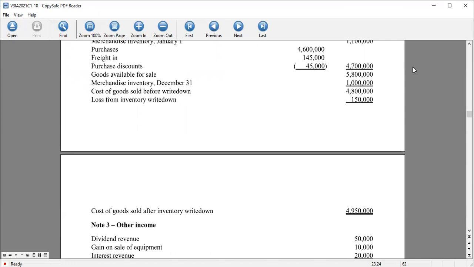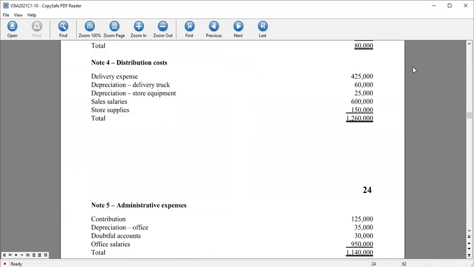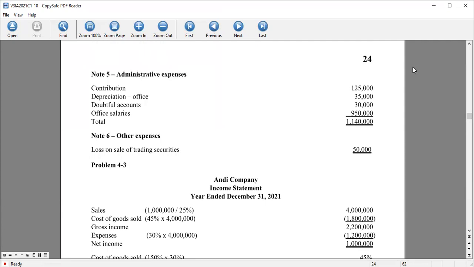Then other income, we have dividend income, gain on sale of equipment, and interest revenue. For the distribution cost, we have delivery expense, depreciation of the delivery truck, of the store equipment, sales salaries, and store supplies. For the administrative expenses in note 5, contribution, depreciation of office, doubtful accounts, and office salaries for the total. And loss on trading securities is other expenses. Okay, now we move on to the next problem.